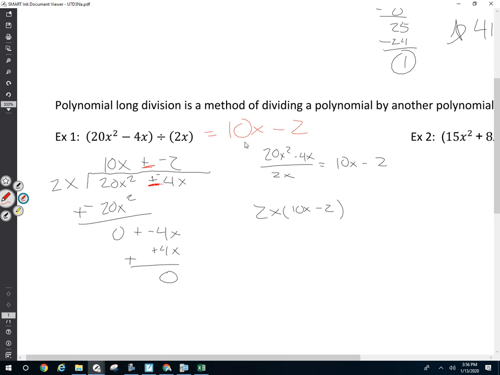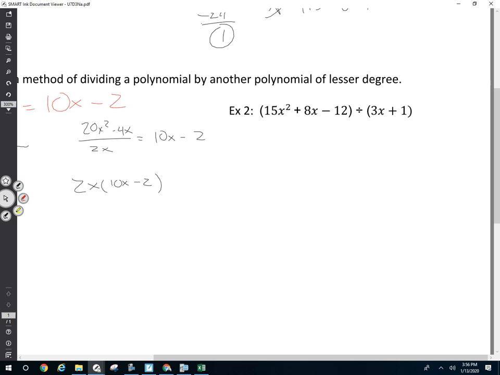But here's how we check. Our answer times our divisor should give us what we're dividing into. Again, they get more complicated because notice what we have here, not just one thing.